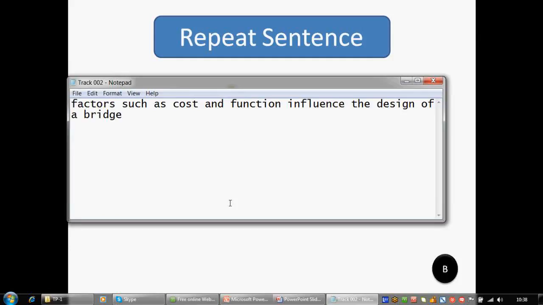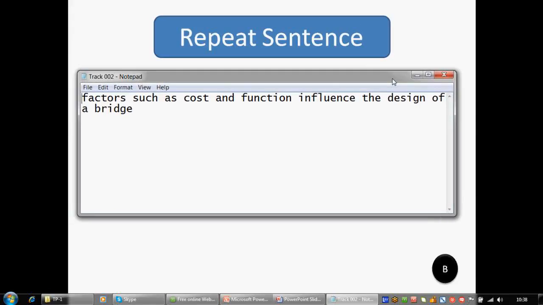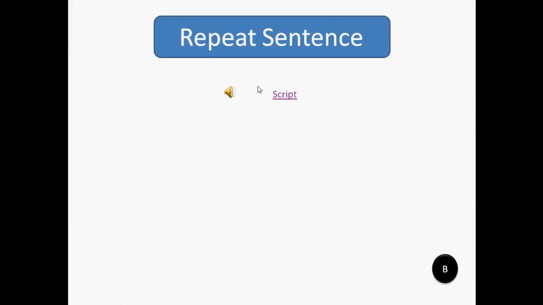Now, if I'm speaking in your language, you can easily understand that. But if a native speaker is speaking, then it becomes a little bit confusing if you're not used to it. So what I suggest is listen as much as you can to a native speaker. That can definitely help you in performing this task, that is repeat sentence.